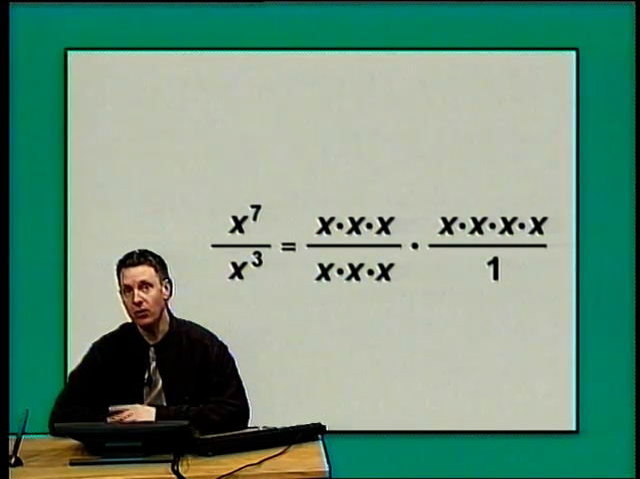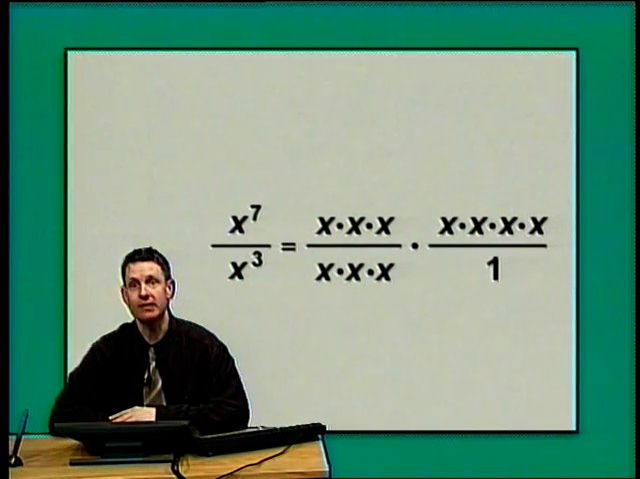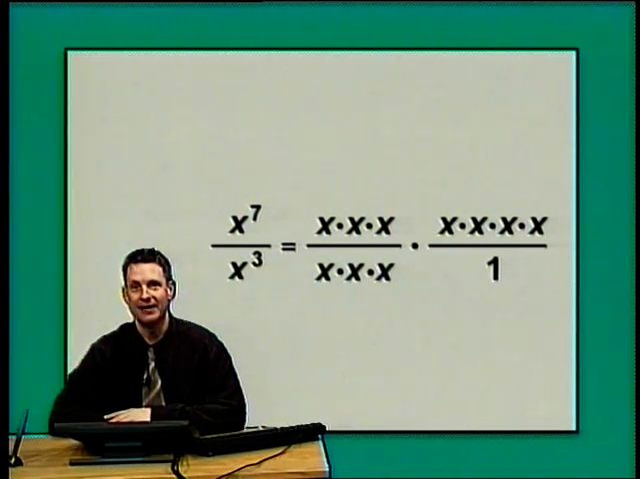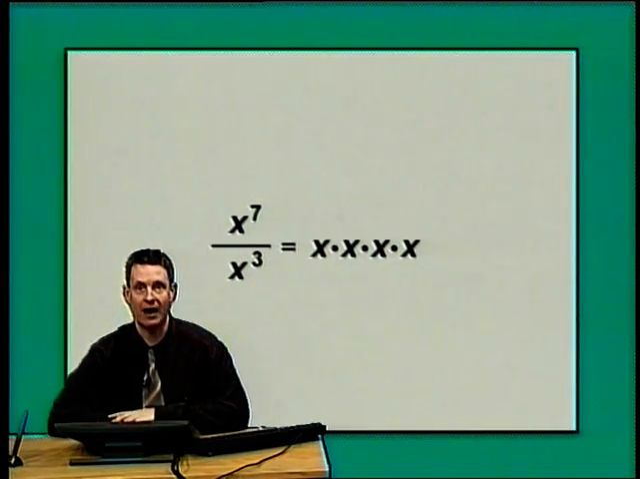Now, as I mentioned earlier, the whole reason I'm doing this is because 3 factors of x divided by 3 factors of x is simply 1. So what I have here is 3 factors of x over 3 factors of x, which is 1, multiplied by 4 factors of x over 1. 4 factors of x divided by 1 is simply 4 factors of x.